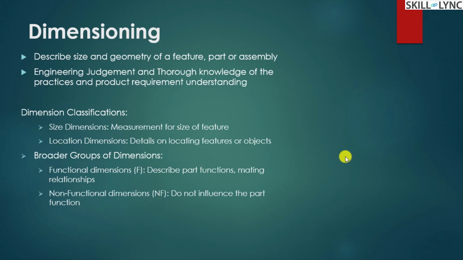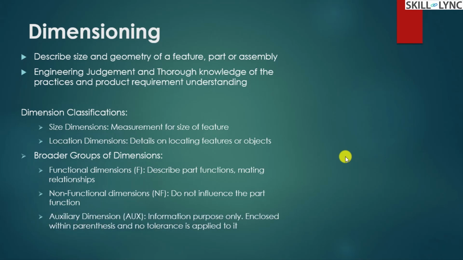Next we have non-functional dimensions. It means these dimensions do not influence the part function, that is they do not affect the function of the intended part or the object. Next we have the auxiliary dimensions. These dimensions are used only for information purposes and they are enclosed within parentheses so that it is clear that they are auxiliary dimensions, that is they give additional info to the drawing, and for these there are no tolerances required to be applied.